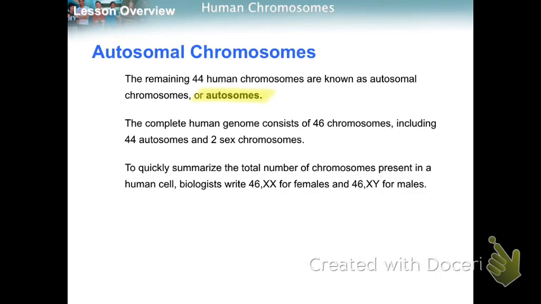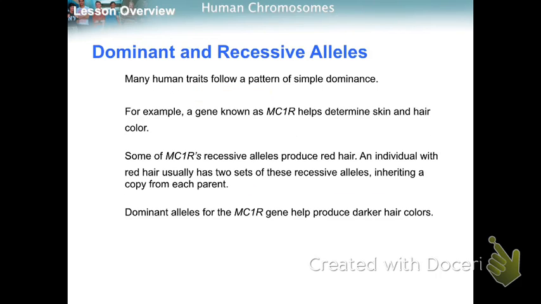Our shorthand to represent females is 46XX for a normal human female, 46XY for a human male. When we look at human genetic disorders, a lot of human traits follow a pattern of simple dominance. MC1R, homozygous recessive alleles, would give a person red hair. A person with red hair, like I said, has 2 of those recessive alleles. Dominant alleles help produce darker hair colors.